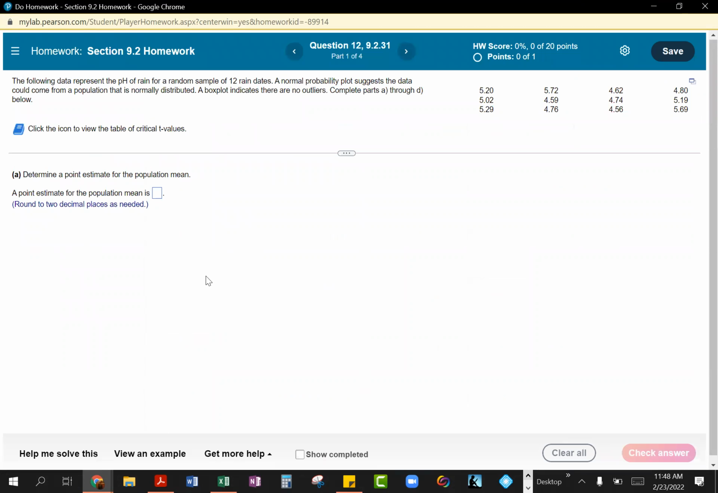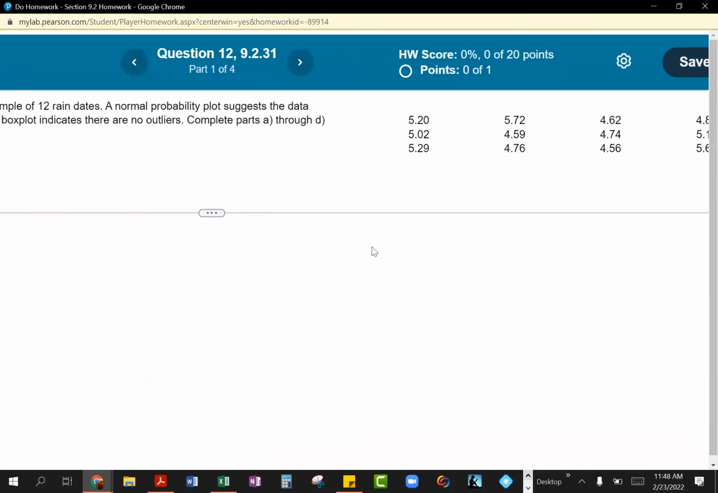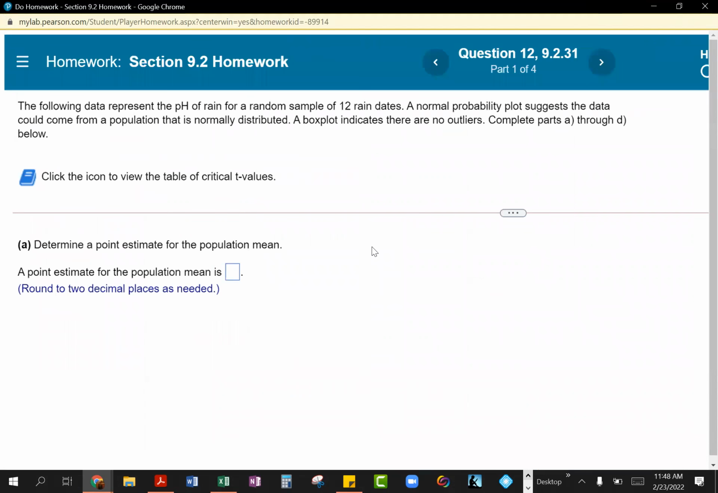Yeah, 9.2.31. Okay, so this one, again, you can see on the right-hand side, they're giving you the data values, but this one is basically saying the following data represent the pH of rain from a random sample of 12 different rain dates. The normal probability plot suggests the data could come from a population that is normally distributed. So again, you will see we're still continuing with normal distribution here. A box plot indicates that there are no outliers, and they're asking us to complete parts A through D.